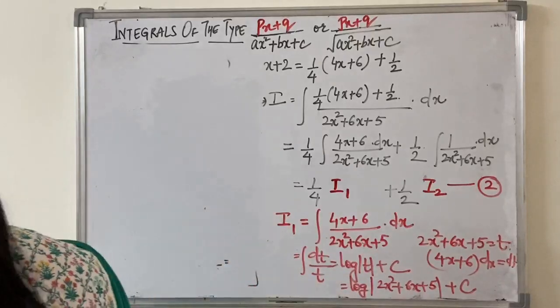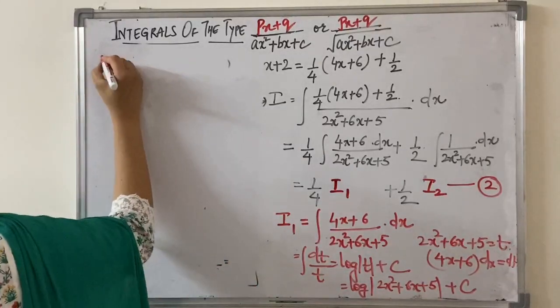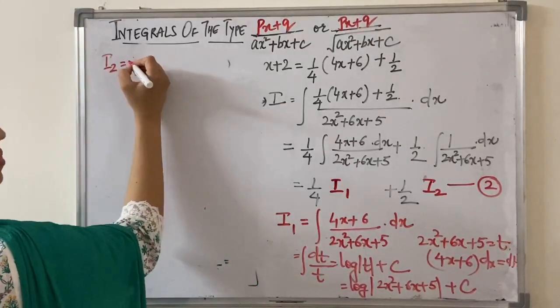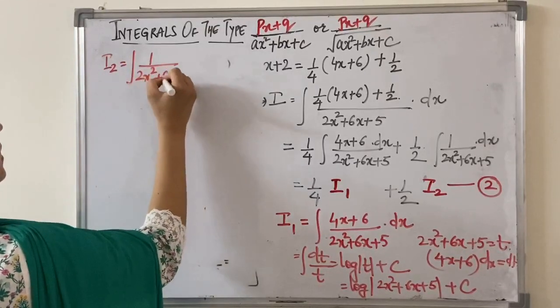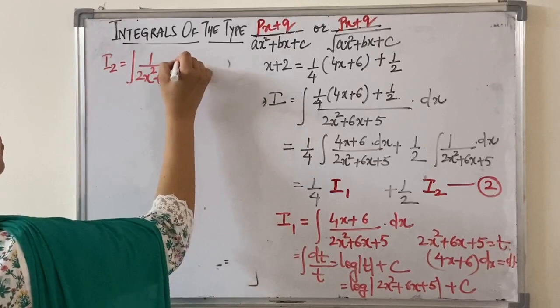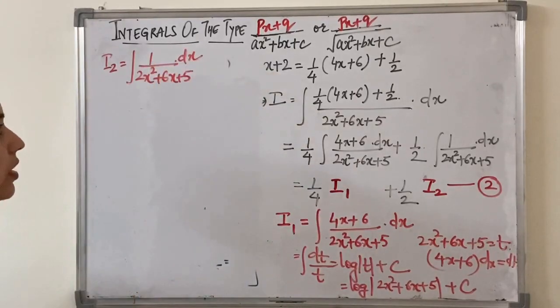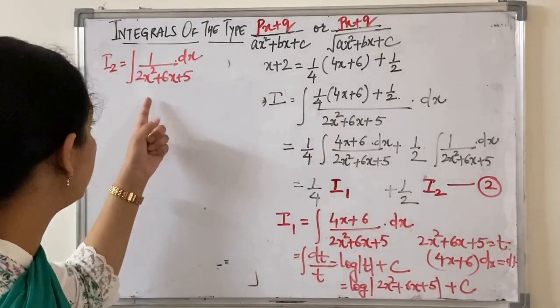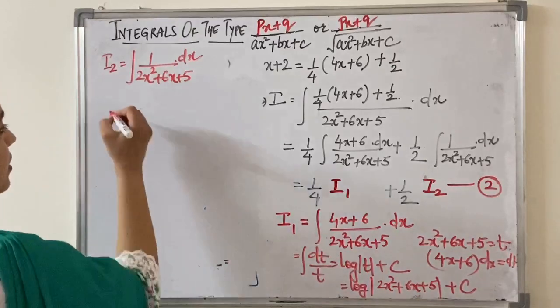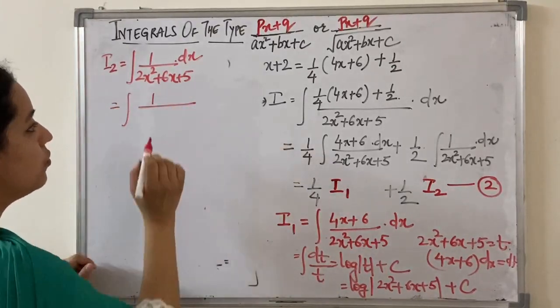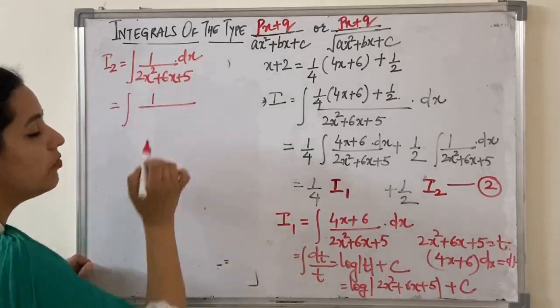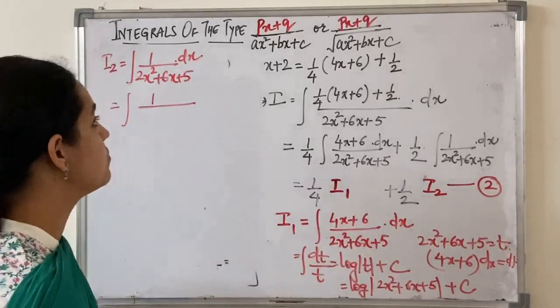I2 will be equal to the integral of 1 upon 2x square plus 6x plus 5. Now you already know this form, where the numerator is 1 and in the denominator we have a quadratic. For solving this, we have to bring it into one of the 6 forms that we did.